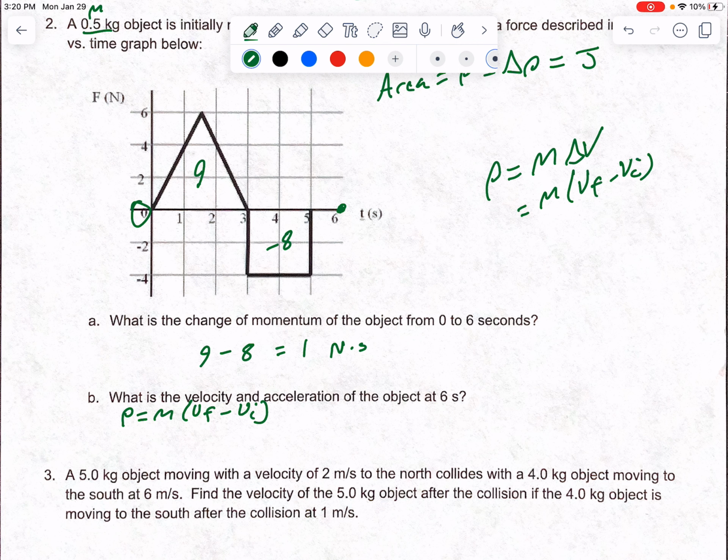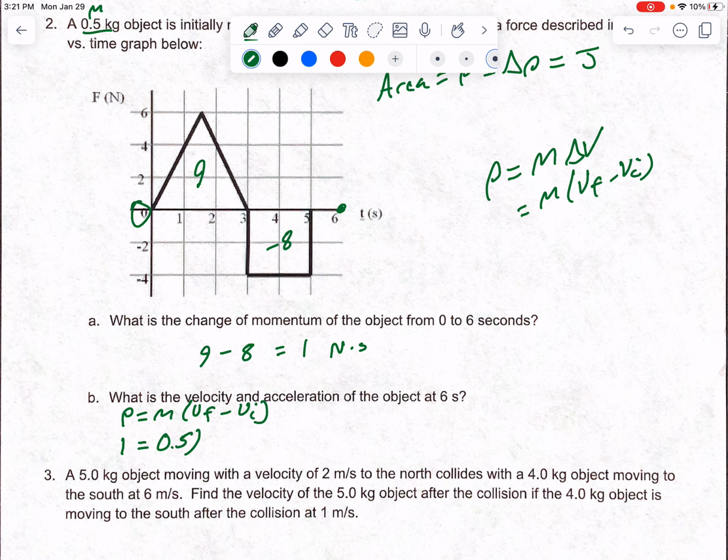So P is the area up until that point. At 6 seconds, what is the area up until that point? Well, we just did that in part A. Your area would be 1. If I asked you to find the velocity at 3 seconds, your P would be 9 now. So your P can vary just based on what time I ask you to stop. In this case, we go to 6 seconds, we're going to go the whole way. So 1 equals my mass, which I already told you is 0.5.